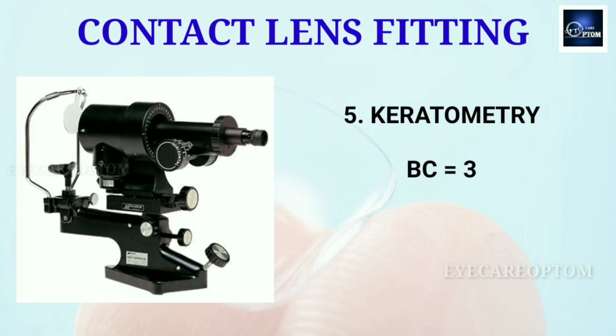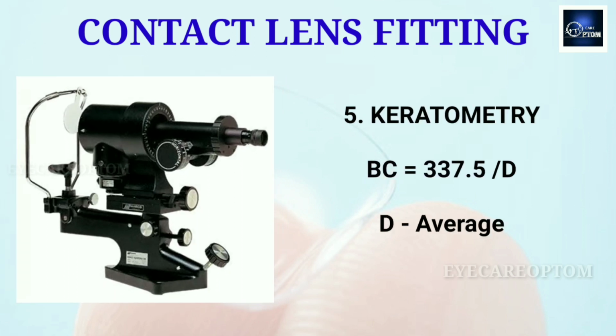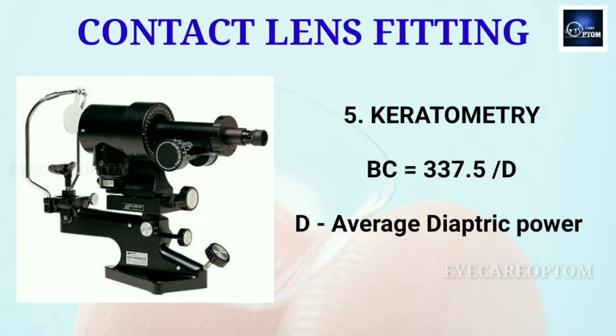Fifth one is keratometry. This is to identify the base curve of contact lenses. Base curve is equal to 337.5 divided by D. Here D is the average dioptric value.